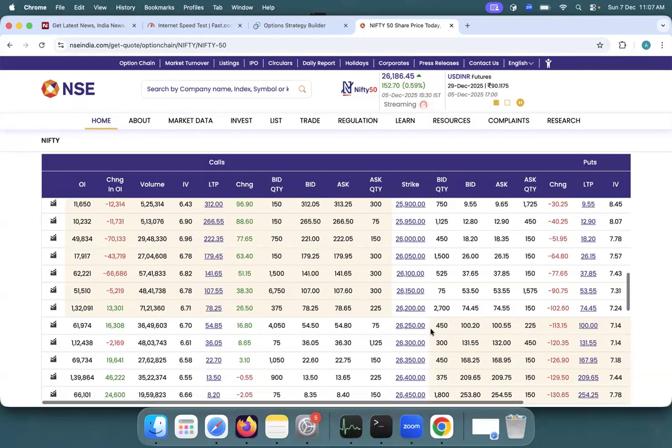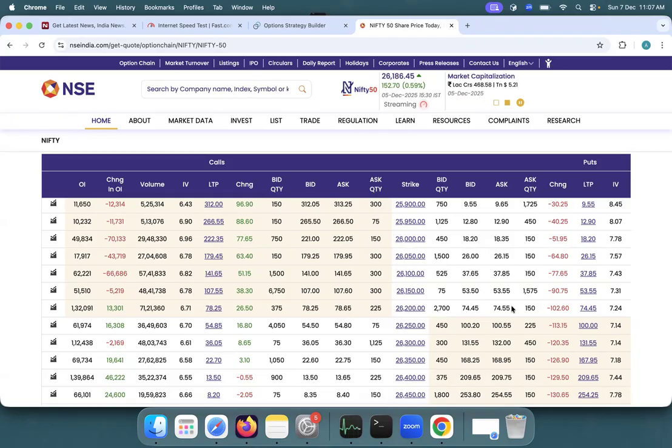Similarly, if your view is, let's say, that the market would go above 26,300, you can buy a call option of 36 rupees. Similarly, there'll be a seller who will sell that to you and he will take that 36 rupees. Now, why do we have these two different types of concepts, put and call? Put is something you use when the market is going down.